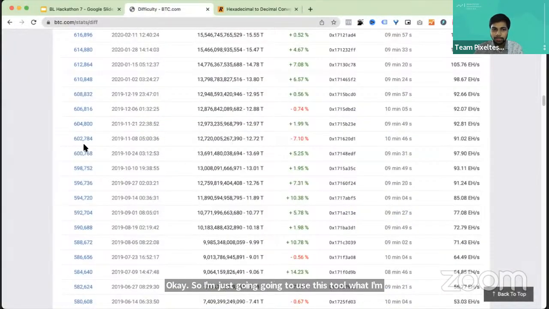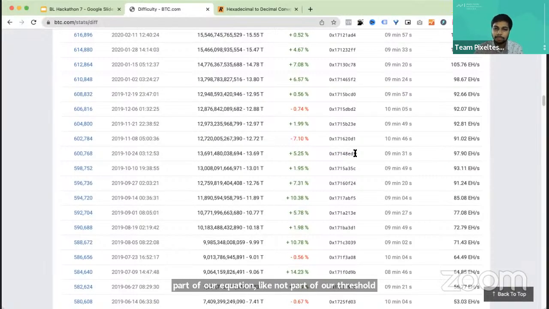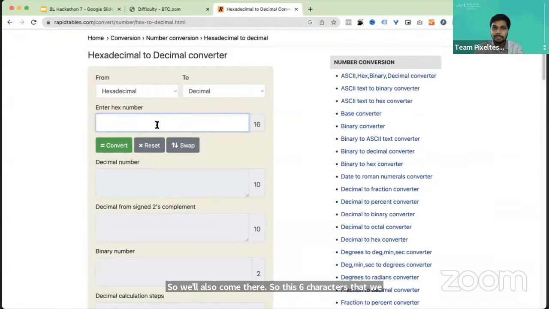What I'm doing here is, in this particular threshold, 0x means it is hexadecimal, so it's a notation only. 0x is not part of our equation, not part of our threshold. It says that this is in hexadecimal format, and 17 is the exponent of 2 power 256, in hexadecimal. We'll also come there. So these 6 characters that we have are the actual hexadecimal number, which we need to convert into decimal. So now I'm going to enter the hexadecimal number.